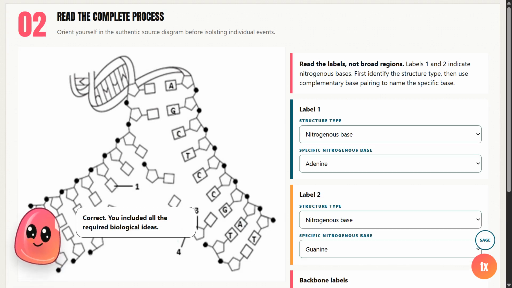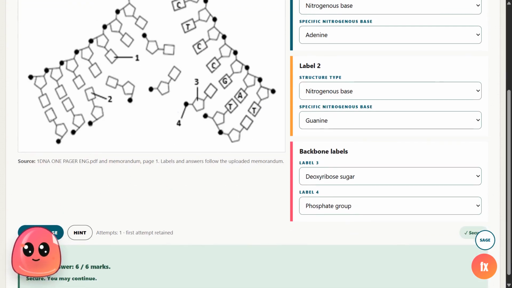In the Scratchpad, label the diagram the way the memo does. Label 1 is a nitrogenous base, and the specific base is adenine. Label 2 is also a nitrogenous base, and it is guanine. Label 3 is deoxyribose sugar. Label 4 is a phosphate group. 2 bases, 1 sugar, 1 phosphate, and you have read the figure completely.